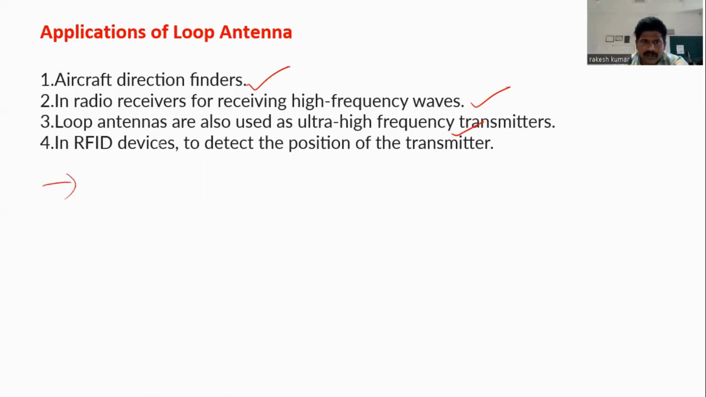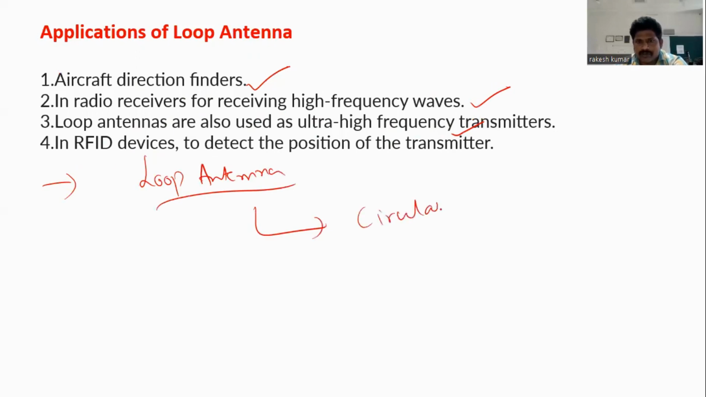The main advantage of the loop antenna is that it produces circular polarization. Very important: which antennas produce circular polarization? One of them is the loop antenna. So the main application of the loop antenna is that it produces circular polarization.